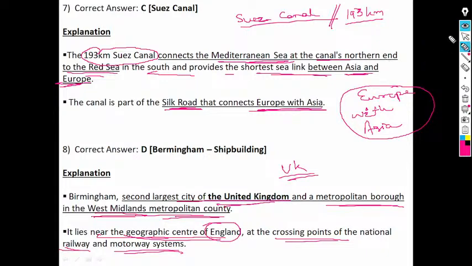Next, if we look at why the Suez Canal was created, the main reason is to connect Europe with the Red Sea. This is the Mediterranean Sea and this is the Red Sea. The Suez Canal crosses Egypt. This is Egypt.